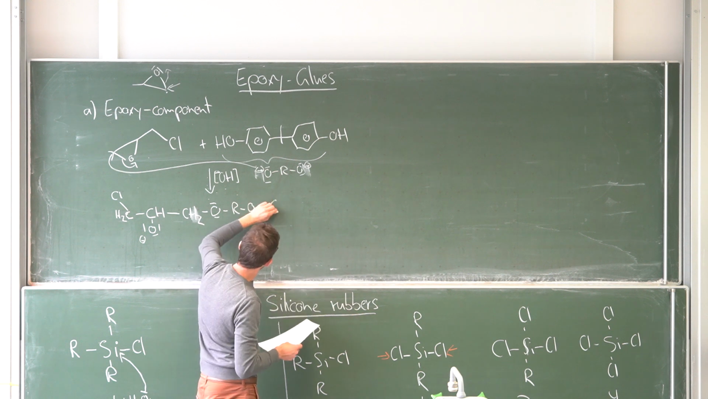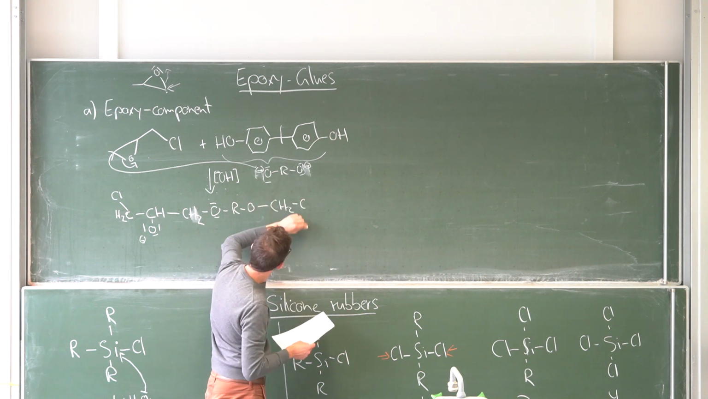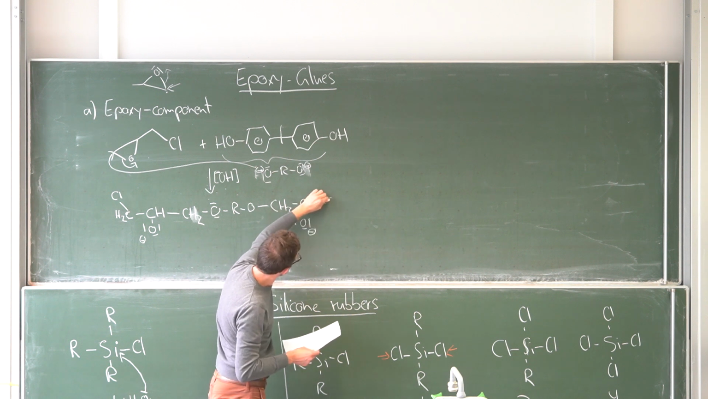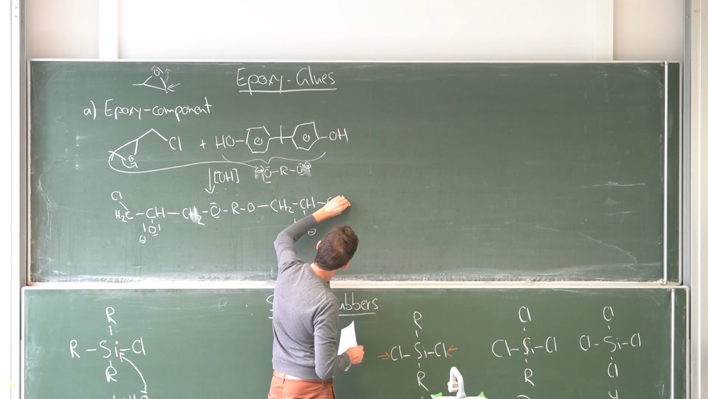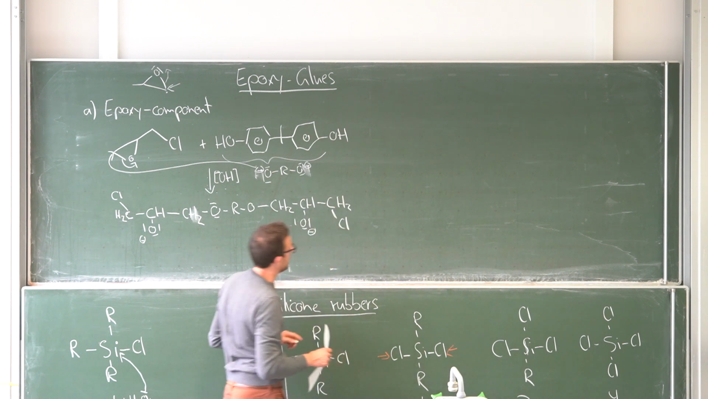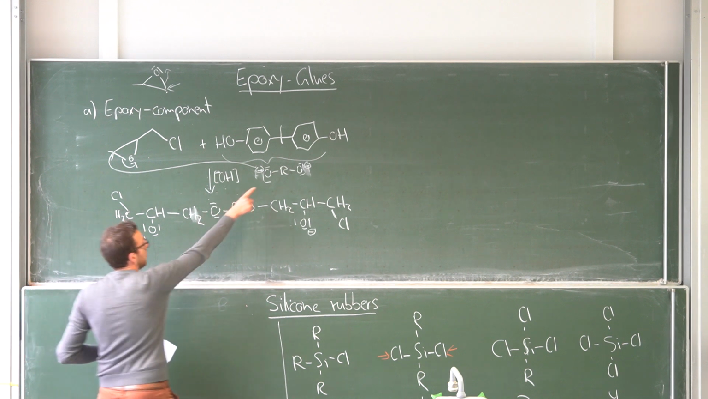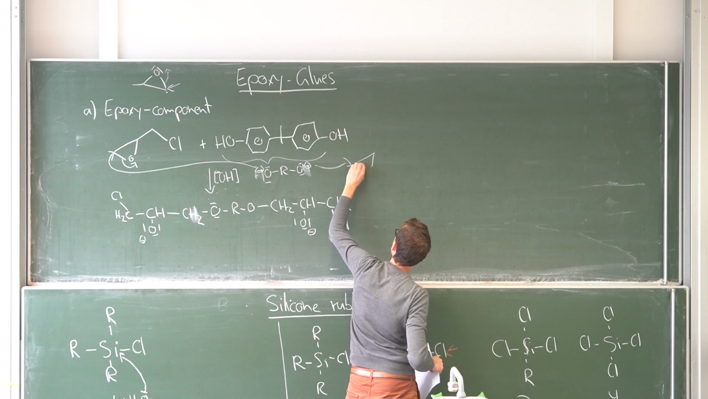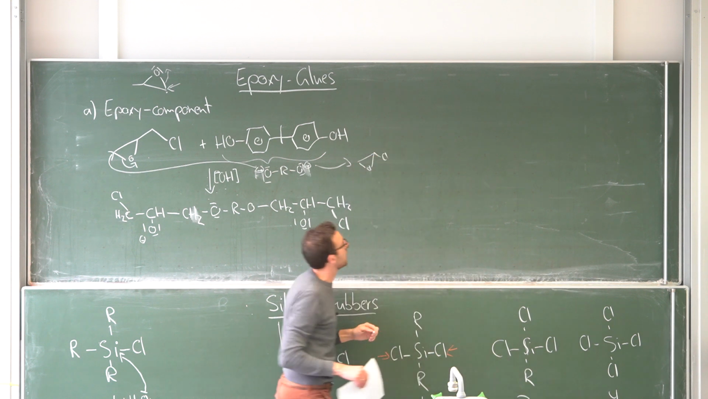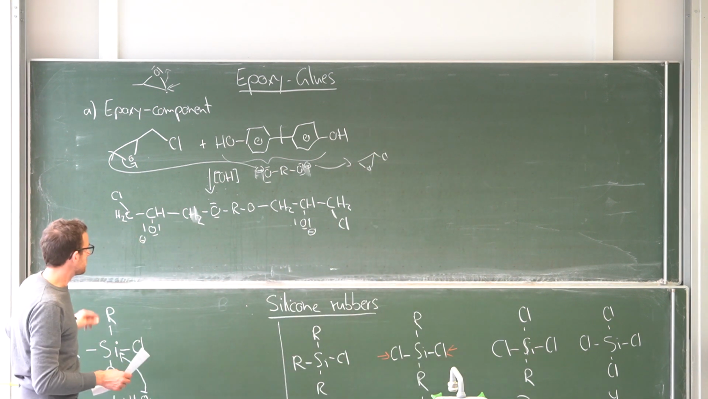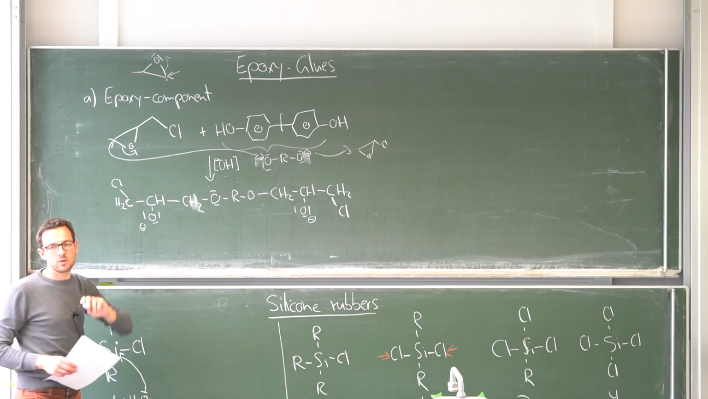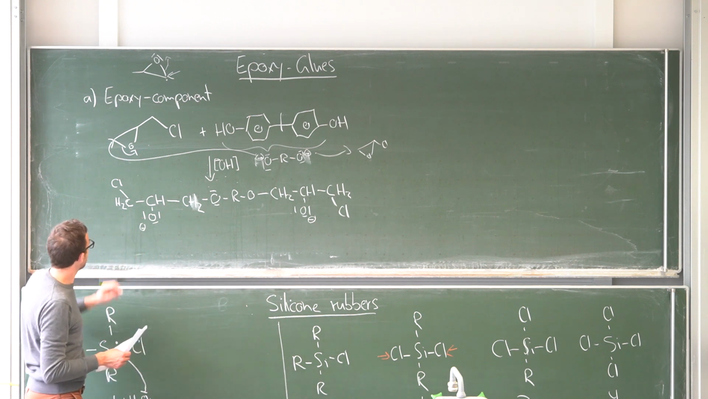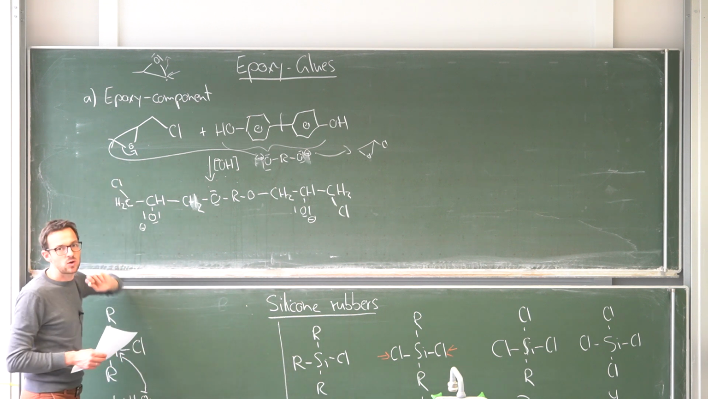So then we have the same thing, CH2, CHO minus CH2, Cl. So I made the reaction twice on both of these sides. Kind of like this. Okay, so now we have this negatively charged oxygen species on both sides close to this structure here.